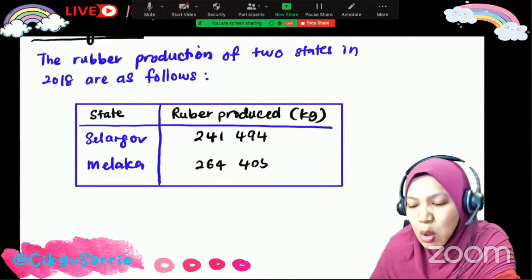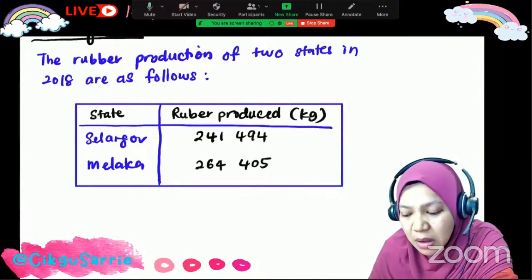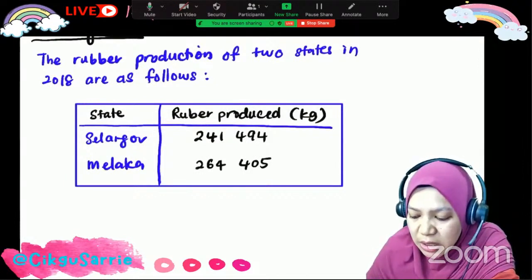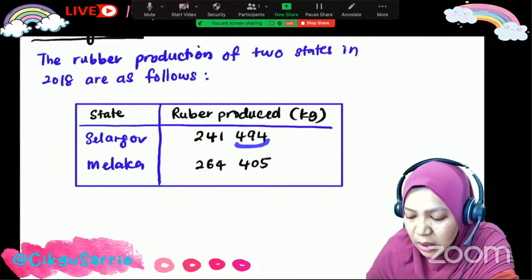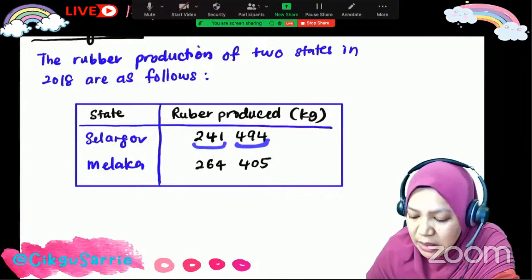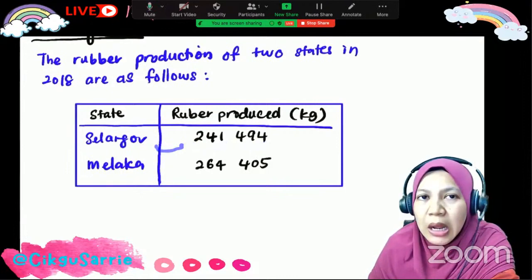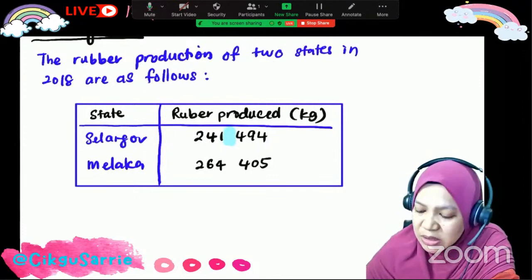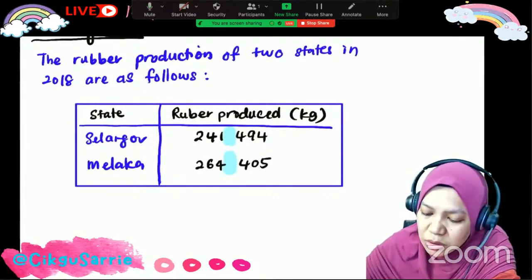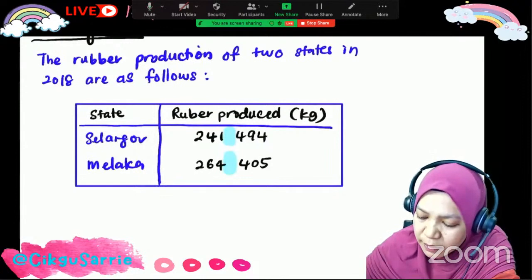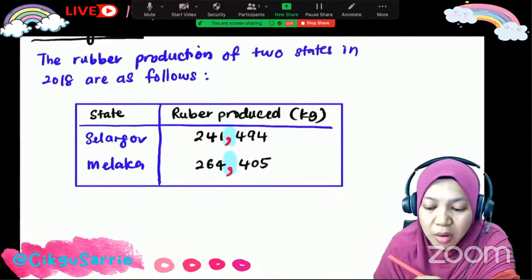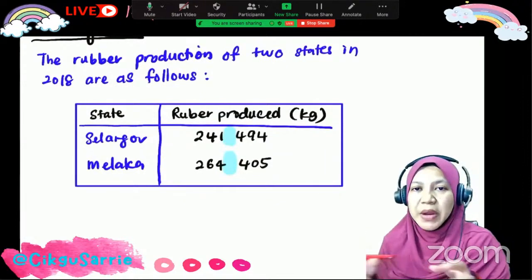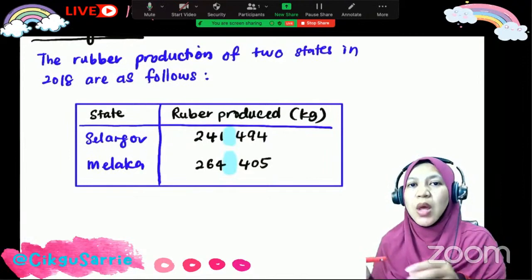264 405. Please remember that when you want to write the numbers, you just write in threes. Three, and the next will be three, and the next will be three, and make a space in between those three numbers. You cannot write a comma. This is wrong. Just separate the three digits with a space.